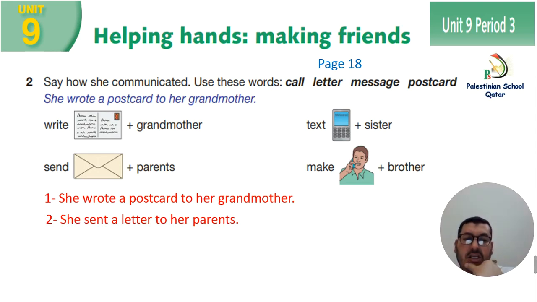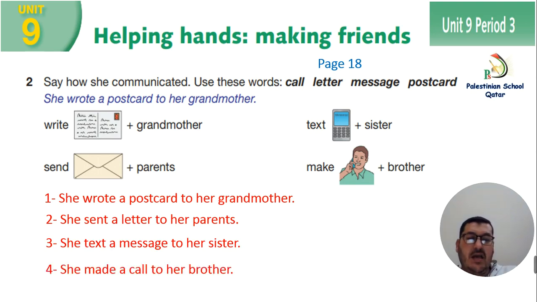Number 3, she texted a message to her sister. And the last, she made a call to her brother. Good for everybody. Now we have exercise number 3.